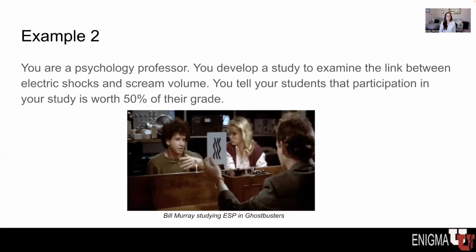Example 2, you are a psychology professor. You develop a study to examine the link between electric shocks and screen volume. You tell your students that participation in your study is worth 50% of their grade. Is this an ethical study? Of course not. You cannot have undue influence on the study subjects.